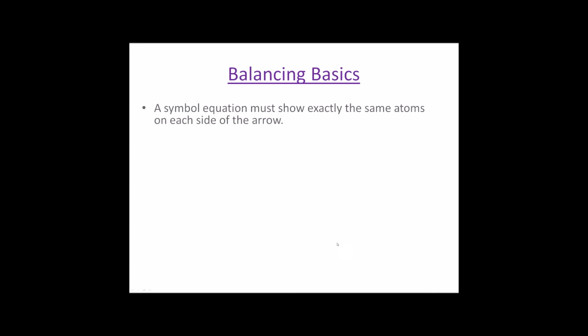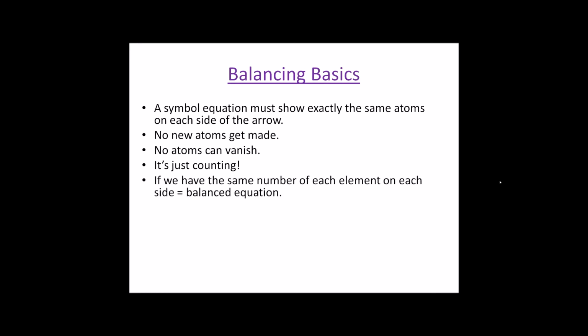Now, some rules for balancing an equation. In a symbol equation, we must show exactly the same atoms on each side of the arrow, so the reactants should have exactly the same number and type of atoms as the products. No new atoms are going to get made, so there's nothing going to appear extra on the right hand side. And no atoms can vanish, we can't make them disappear either, they've got to stay the same. And it's just counting. All we have to do is be able to count with a little bit of multiplication. If we have the same number of elements on each side of the equation, on the reactant side and on the product side, then the equation's balanced and we're all good.